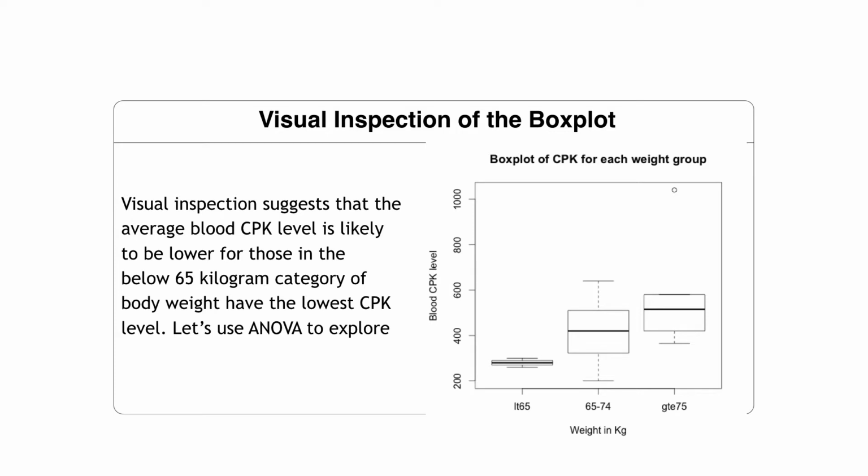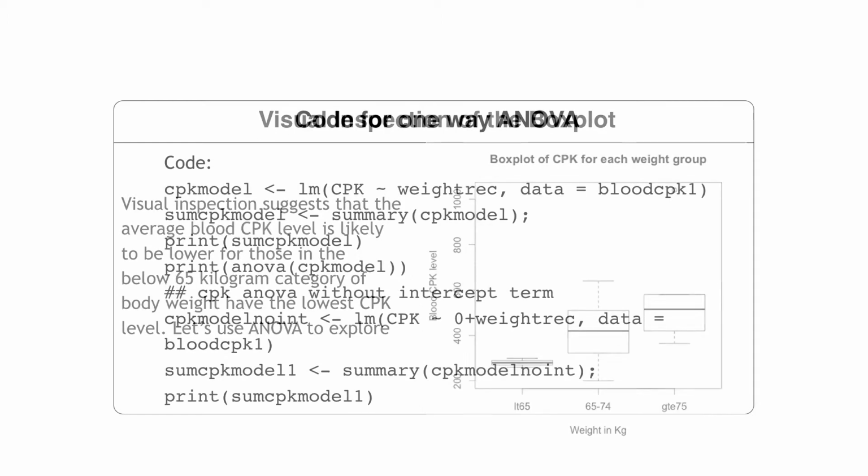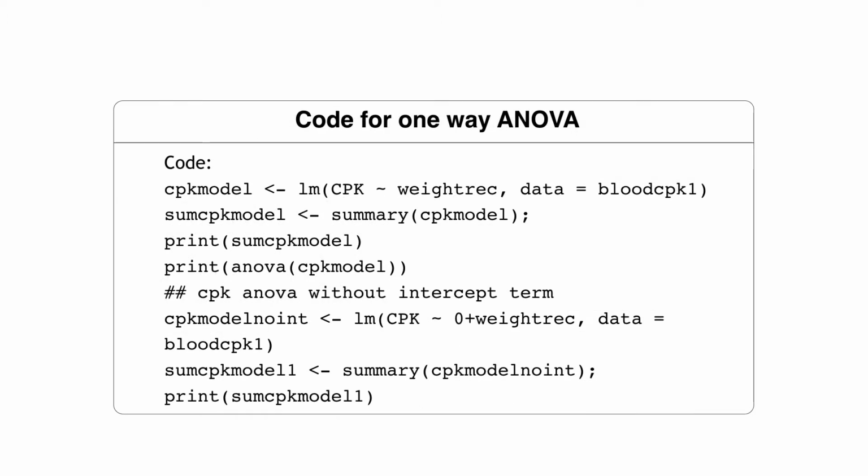And that is a visual inspection. So let us construct an ANOVA for this, an analysis of variance. So let's write the model, the code, and then we do this. The code goes like this: we create a CPK model and store the linear model information into the CPK model object.